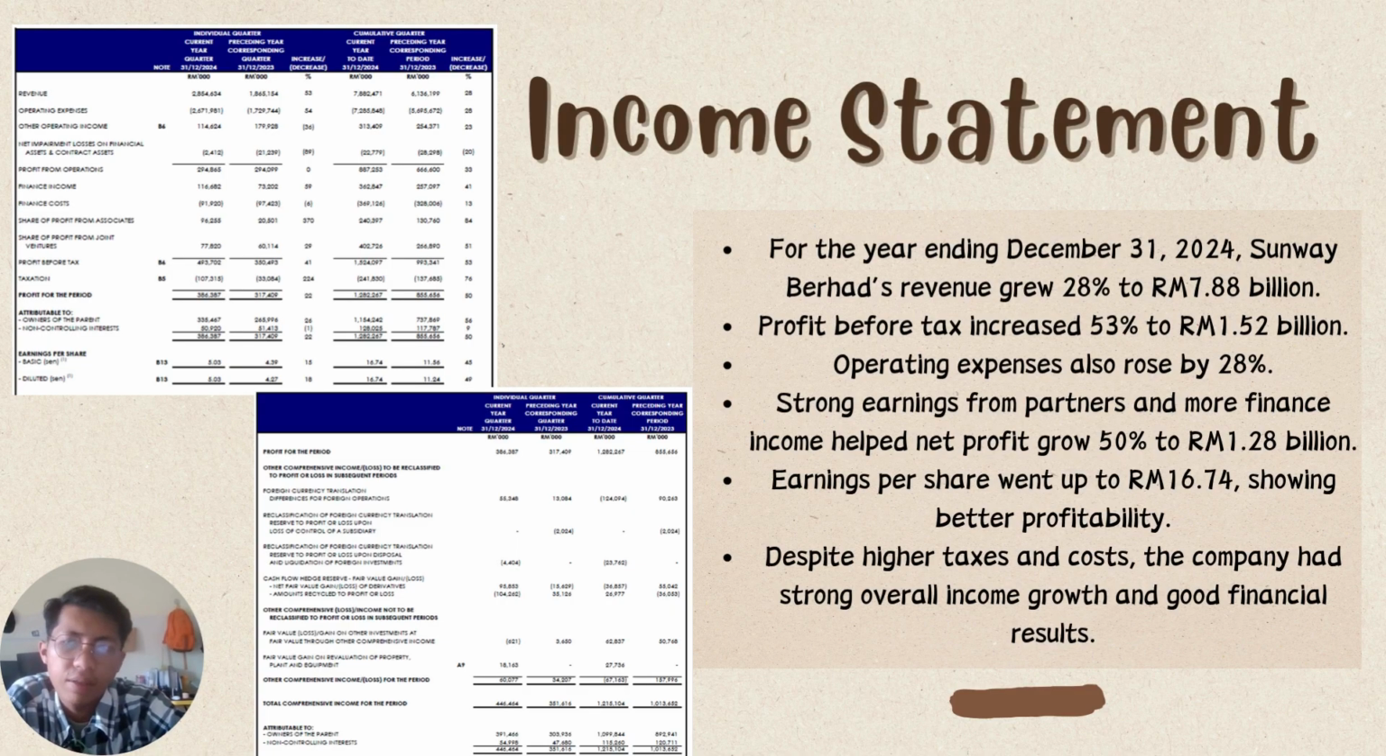Next, this is the income statement for Sunway as at 31st December 2024. For the year ending December 31, 2024, Sunway Berhad's revenue grew 28% to 7.88 billion. Profit before tax increased 53% to 1.52 billion. Operating expense also increased by 38%. Strong earnings from partners and more finance income helped net profit grow 50% to 1.28 billion. Earnings per share went up to 16.74 ringgit, showing better profitability. Despite higher tax and cost, the company had strong overall income growth and good financial results.